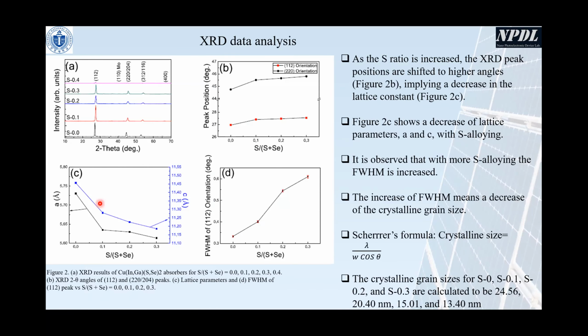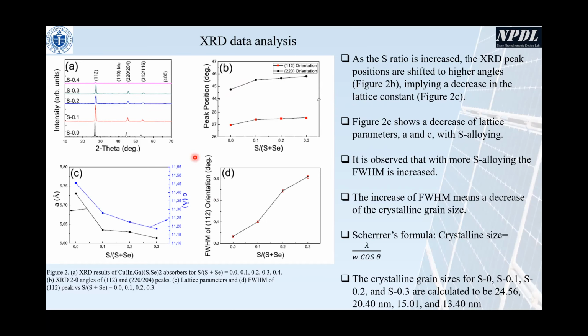Okay, then we analyzed our film with XRD data analysis. Here we see that with increasing sulfur content, the peak position shifts a little bit. A peak position shift to higher angles implies a decrease in the lattice constant. So if the 2 theta angle increases to a higher angle, that means the lattice constant of the absorber film is decreased.